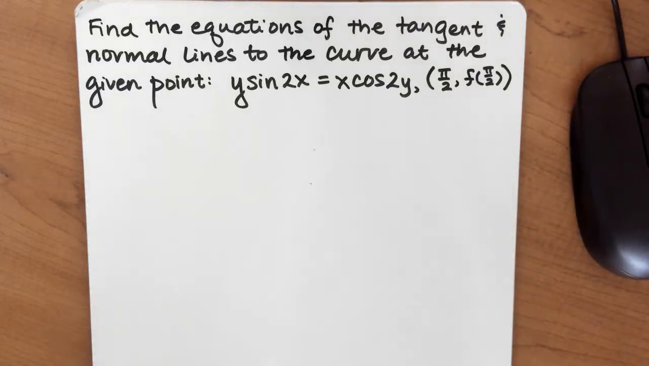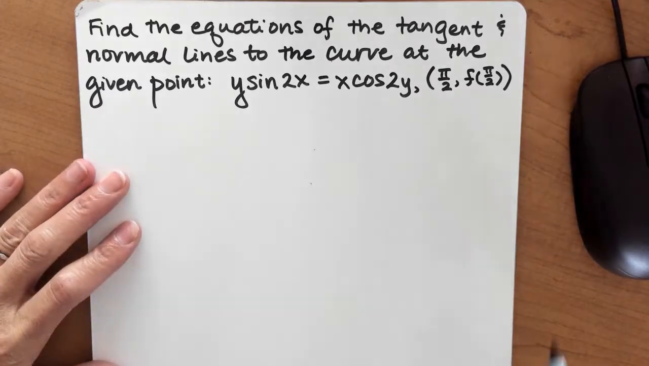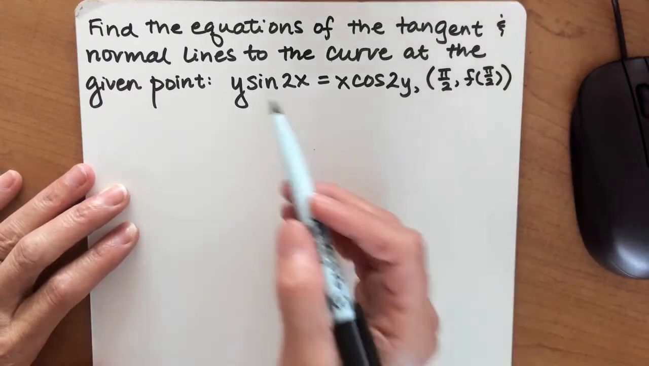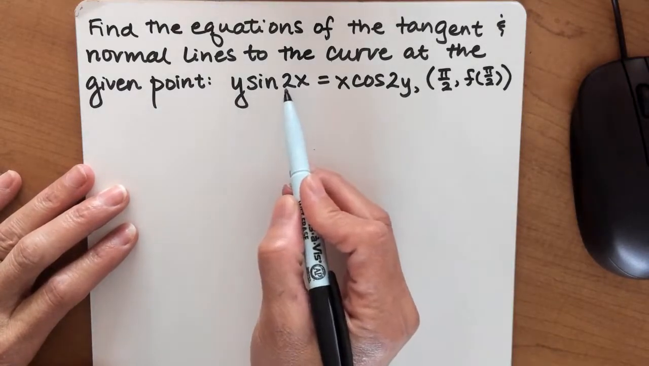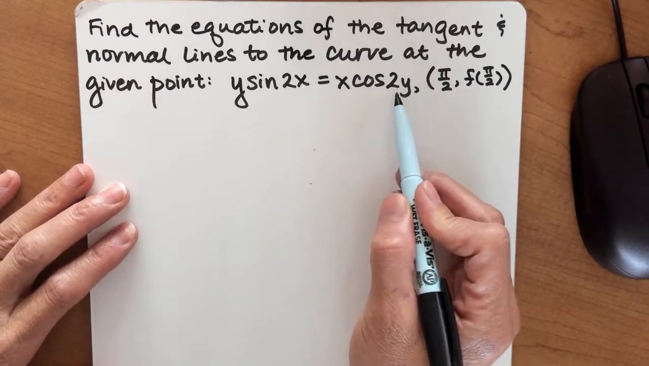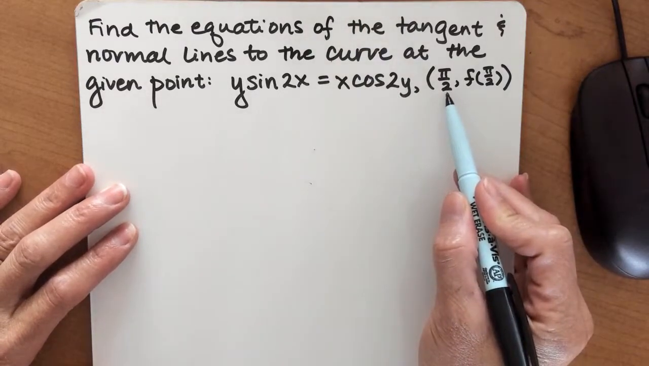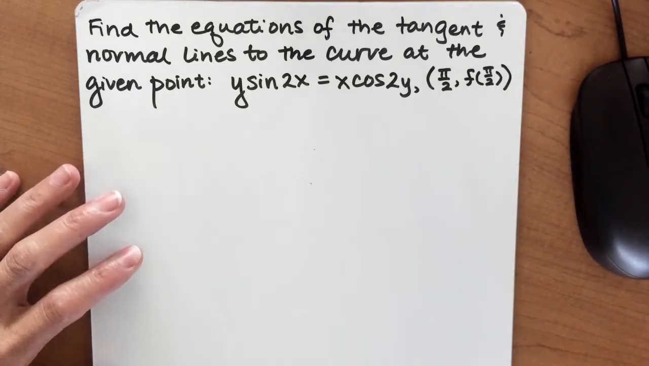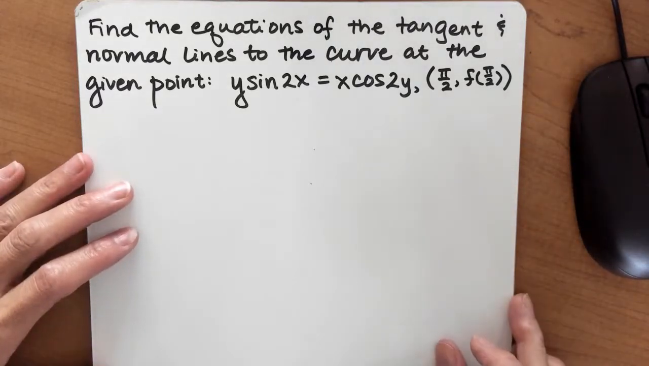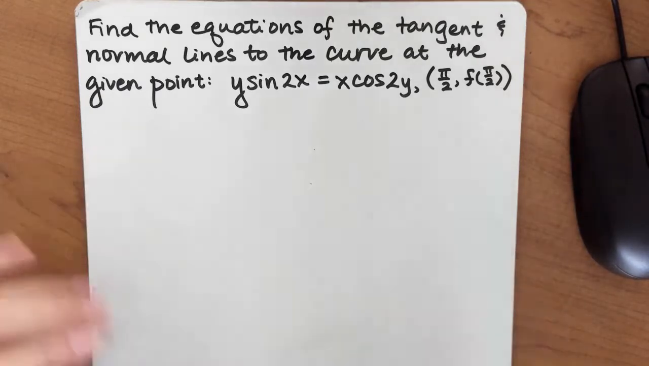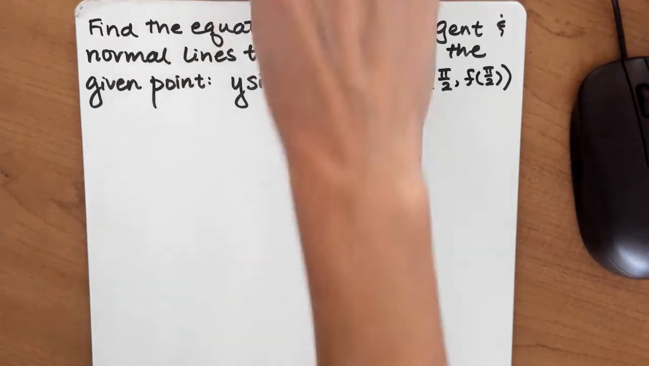We are going to write the equations of the tangent and normal lines to a curve at a particular point. Our curve is given by the equation y sine 2x equals x cosine 2y, and the point is pi over 2, f of pi over 2. Okay, you need two things to write the equation of a line. You need a point and you need a slope. So let's start with finding our point.